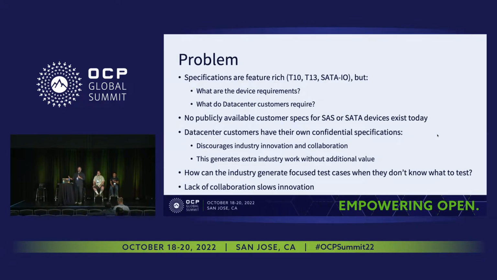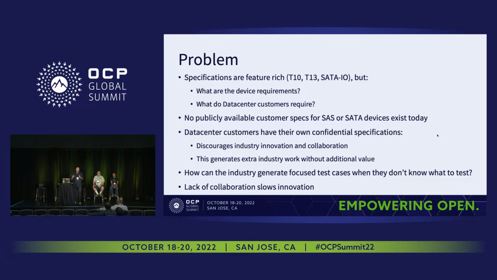All right, so why did we create this spec in the first place? For some of you that are familiar with the NVMe data center spec, this will seem very familiar to you. We've already got industry standard specs that cover SAS and SATA. Everybody is familiar with T10, T13, and SATA I/O. But the real problem is when device vendors try to build a device, they need to figure out what features. These specs are very feature rich. They include everything. What do the customers actually need? What do data center customers require? What command sets?